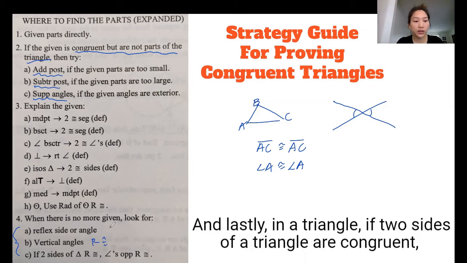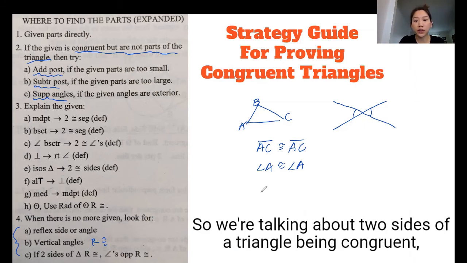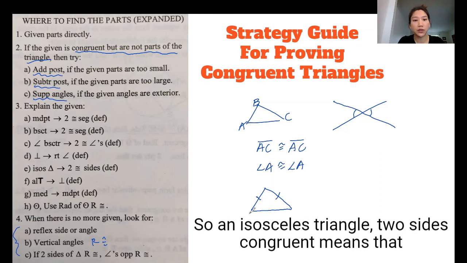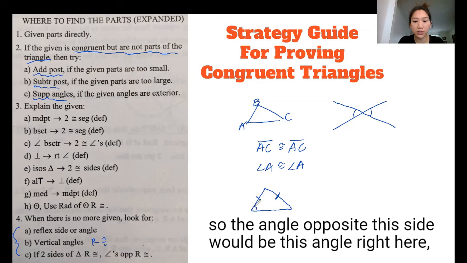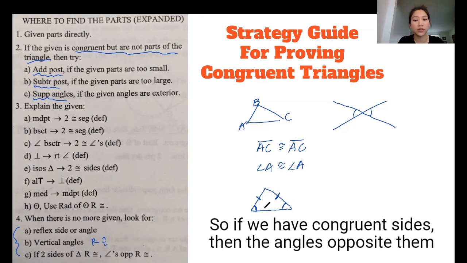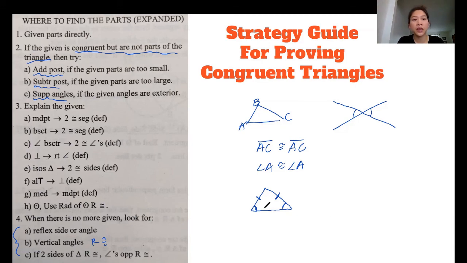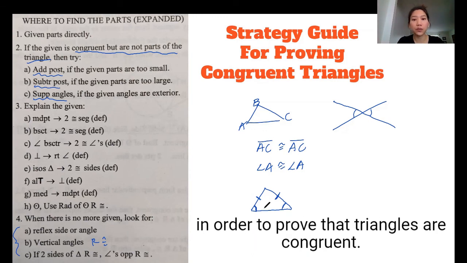And lastly, in a triangle, if two sides of a triangle are congruent, then the angles opposite them are also congruent. So we're talking about two sides of a triangle being congruent, which means that it would be an isosceles triangle. The angle opposite this side would be this angle right here, and the angle opposite this side would be this angle right here. So if we have congruent sides, then the angles opposite them are also going to be congruent. In an isosceles triangle, not only are two sides congruent, but two angles are also congruent. So that would be basically the strategy that we would use in order to prove that triangles are congruent.